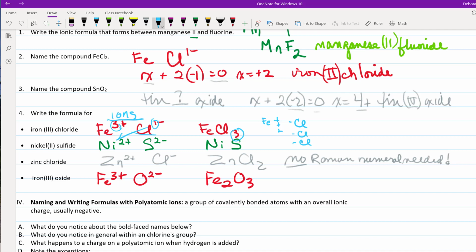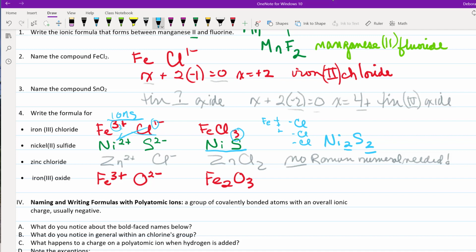Nickel sulfide. Both of these, +2 for nickel, -2 for the sulfide ion, so we only need 1 of each. That's where the swap and drop comes in. If you did your swap and drop, you had Ni2S2, but then you need to reduce, and we get this formula, NiS, as the reduced version, which is the correct version.